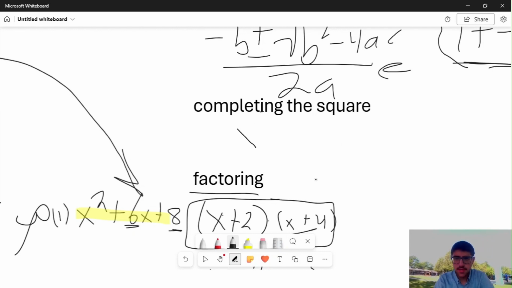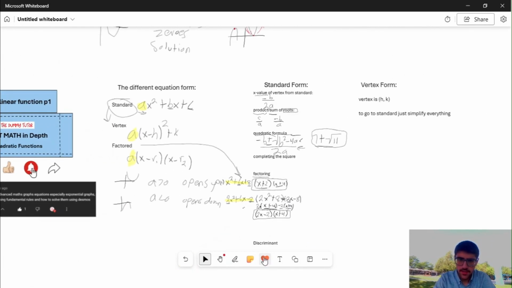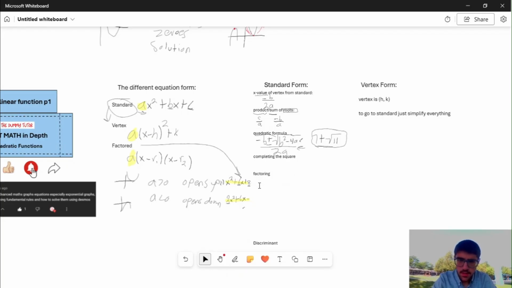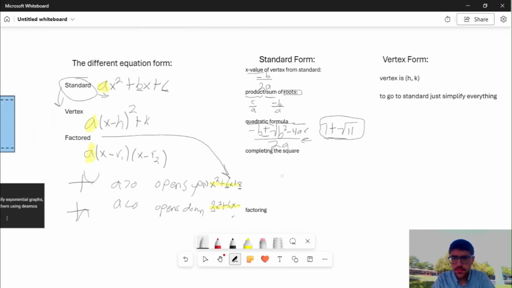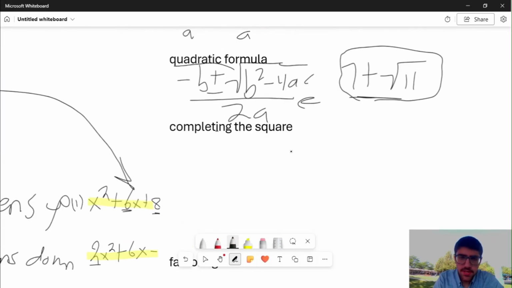So let me just make some space. Okay, so I'm actually going to erase that. Basically, to complete the square, how does it work? Where's my cursor? How does completing the square work?